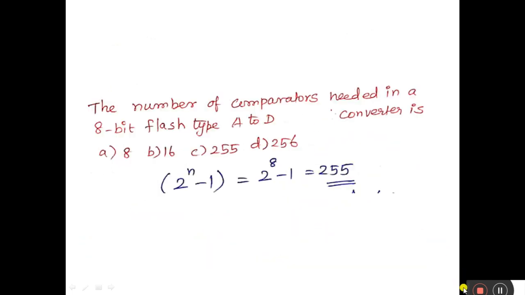Next question. This basic question is frequently asked in government examinations. The number of comparators needed in an 8-bit flash type A to D converter is? A very simple formula for the flash type A to D converter: the number of comparators is 2 power n minus 1. So n is 8, 2 power 8 minus 1, that is 255. So option C is correct.